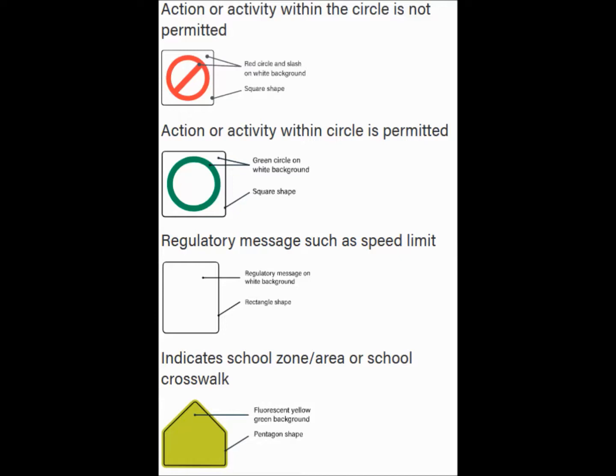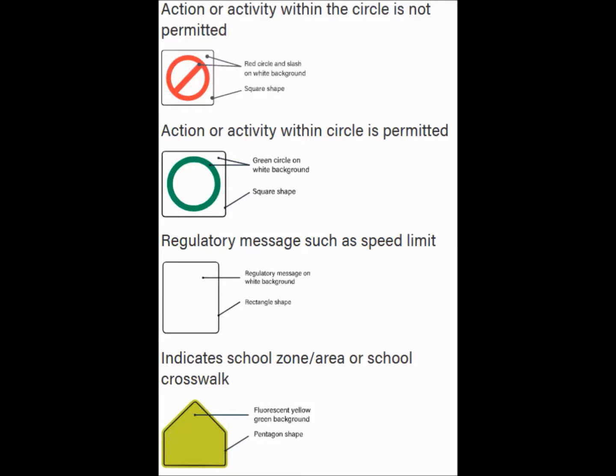Action or activity within the circle is not permitted. Image description: a white box, red circle and slash on white background, square shape. Action or activity within the circle is permitted. Image description: a white box, green circle on white background, square shape. Regulatory message such as speed limit. Image description: a white box, regulatory message on white background, rectangle shape.